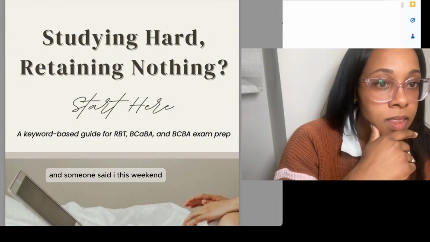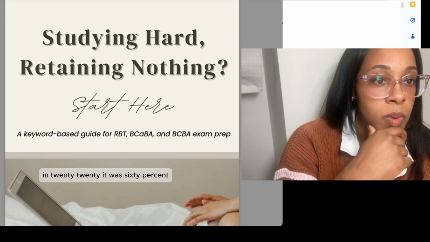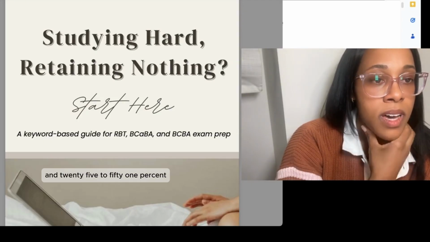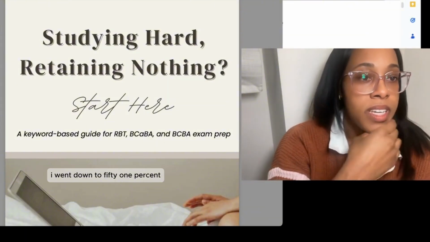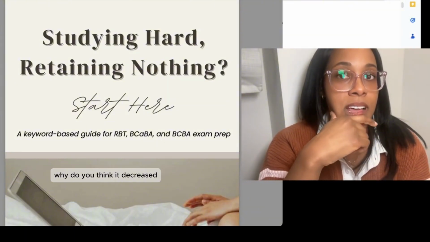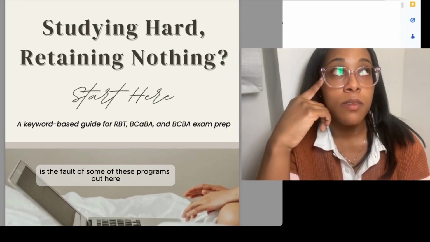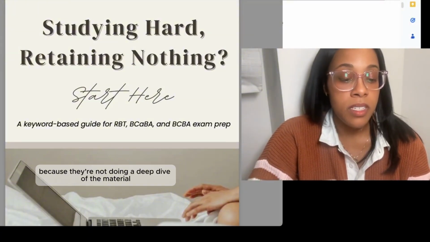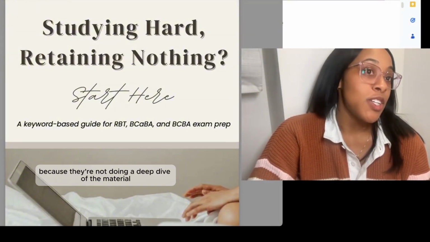Someone said, this weekend I looked at the pass rate for the board exam in 2020. It was 60%, and it went down to 51%. Why do you think it decreased? I think that it honestly is the fault of some of these programs out here that are not preparing people for the exam because they're not doing a deep dive of the material.